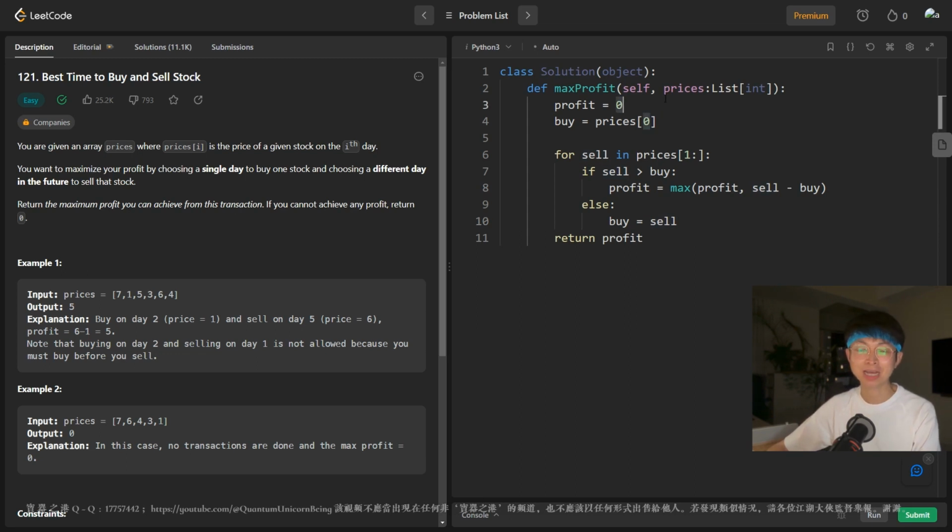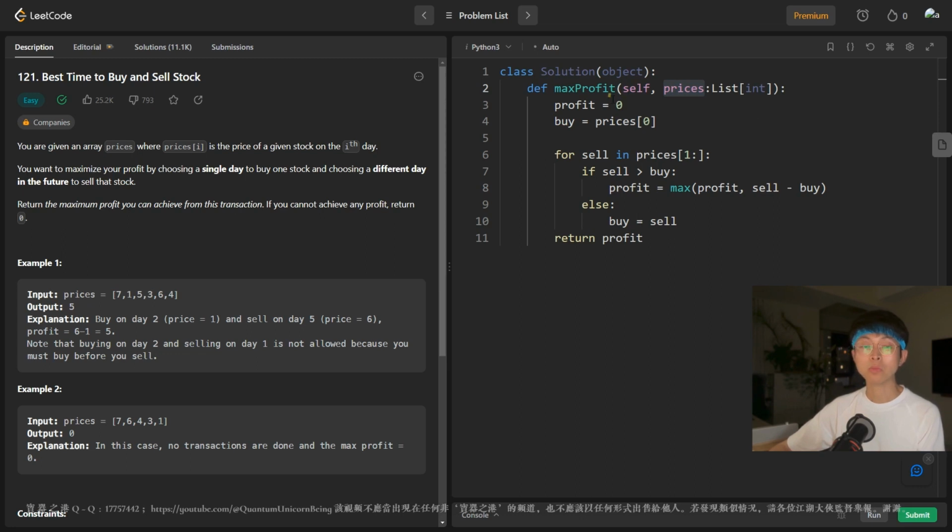Now let's take a closer look at each line of code. Here, class Solution. This line defines a class named Solution, which serves as a blueprint for objects that can solve the problem. Def maxProfit(self, prices). This line defines a method maxProfit within the Solution class. The method takes two parameters: self, which is a reference to the instance of the class, and prices, which is the input array of stock prices.